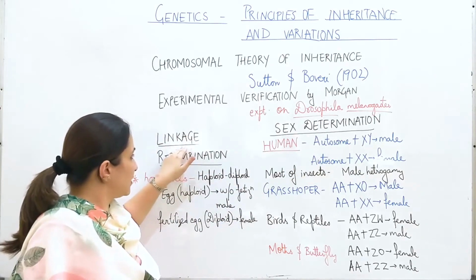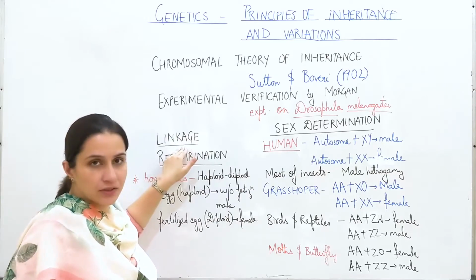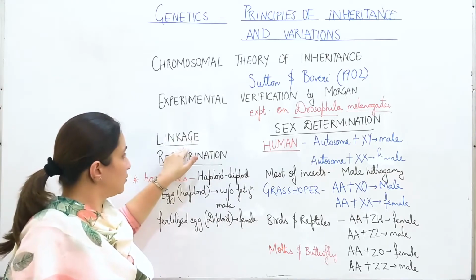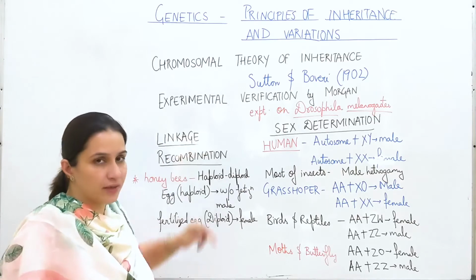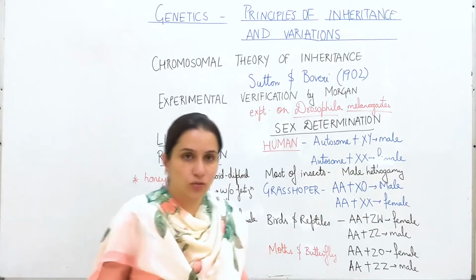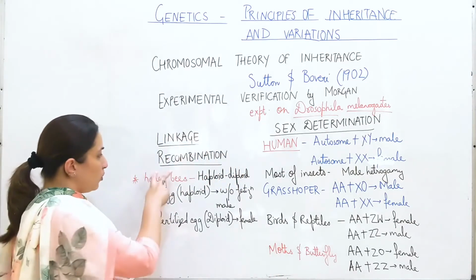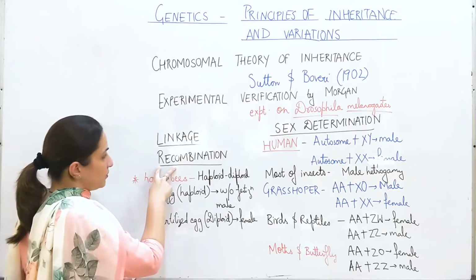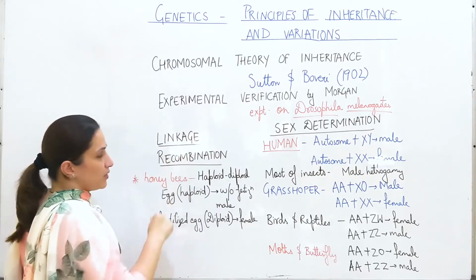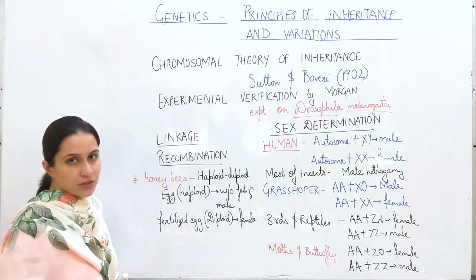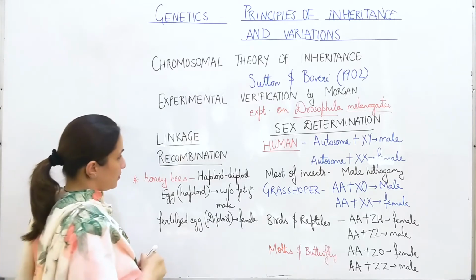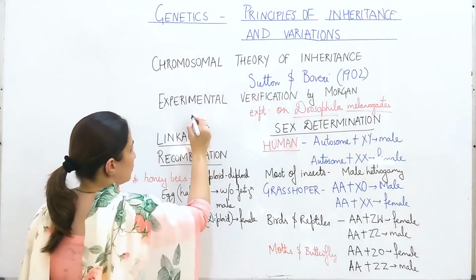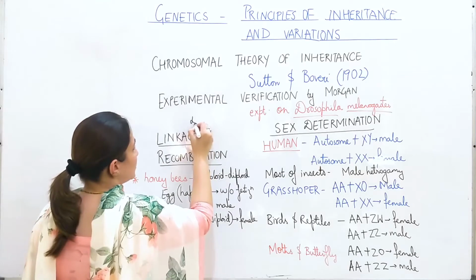We are going to discuss this topic, that is linkage. Linkage is the tendency of two genes to be inherited together on a particular chromosome. That is known as linkage. Recombination is the combination which is formed depending upon the distance or the linkage. So they both are related to each other, and they are also related to the distance.